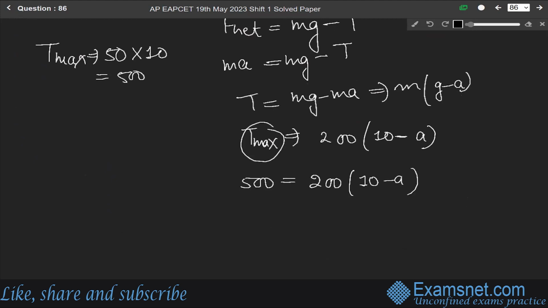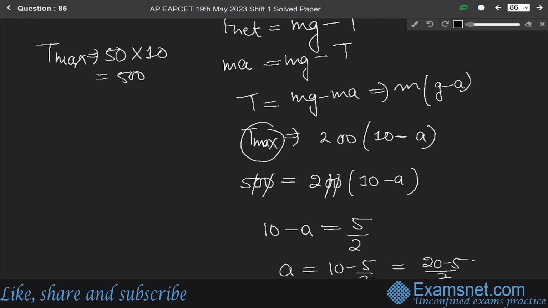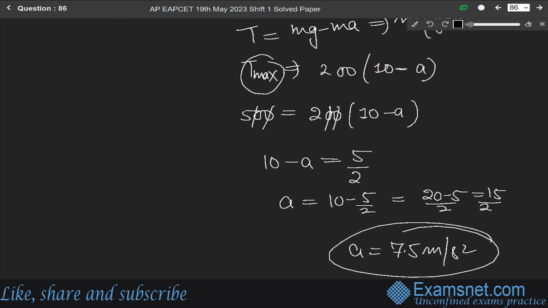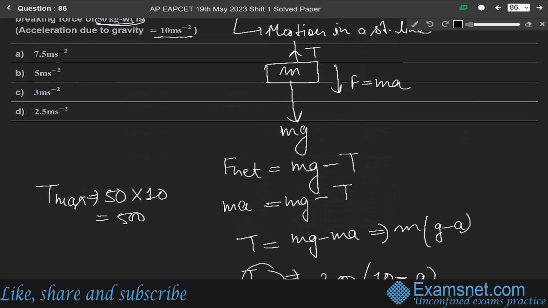into 10 minus a. So the zeros cancel, so 10 minus a is equal to 5 by 2, so a will be equal to 10 minus 5 by 2, which means 20 minus 5 over 2, it will be 15 by 2, which means acceleration is equal to 7.5 meter per second square. This is our final answer. So the answer is 7.5 meter per second square, which means option A is the correct answer.